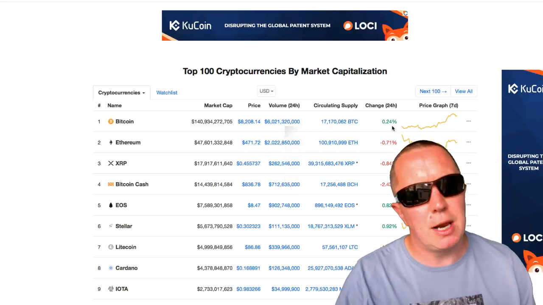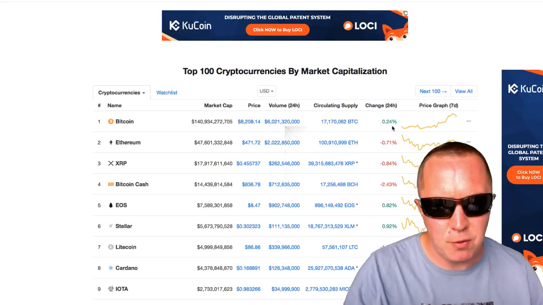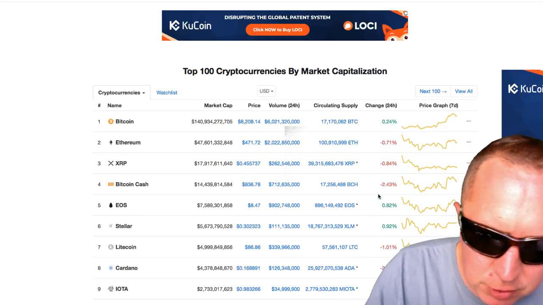The change in the last 24 hours will basically be the percentage that it's gone up or down. So you can see that Bitcoin's gone up by 0.24% in the last 24 hours. And likewise for all the other coins.